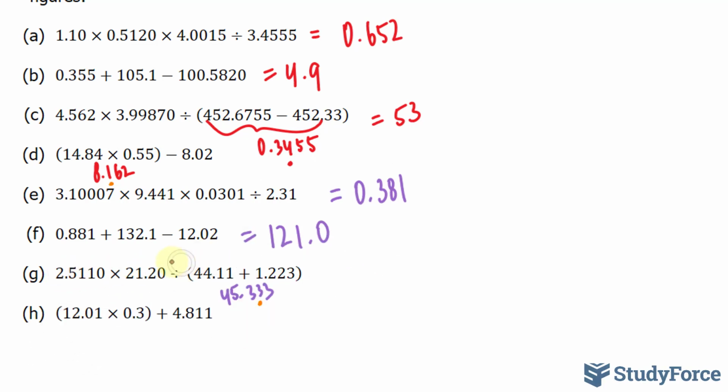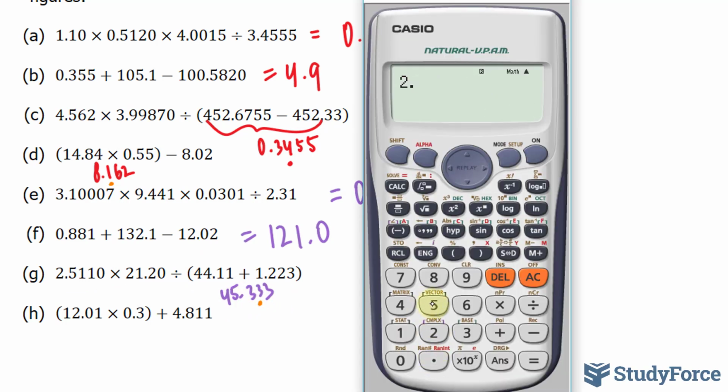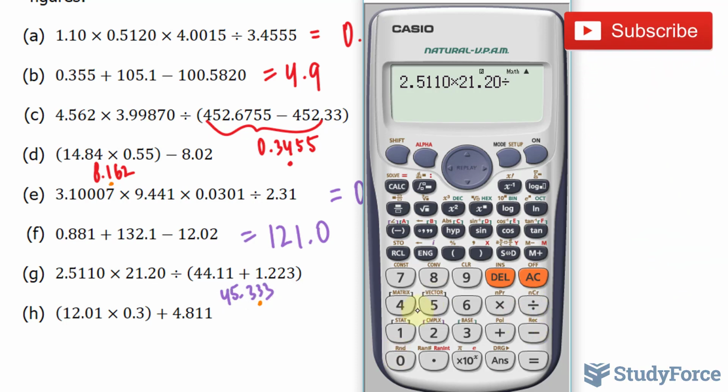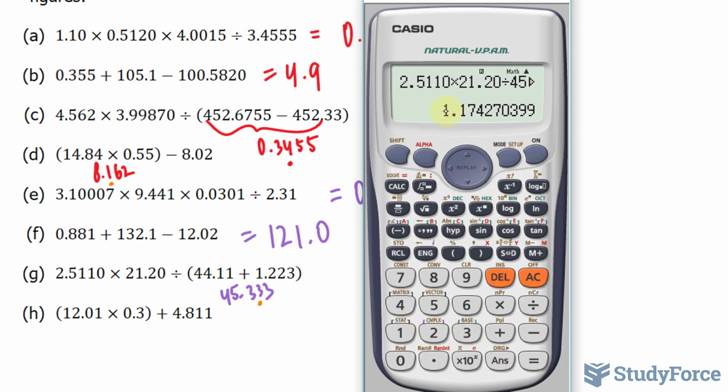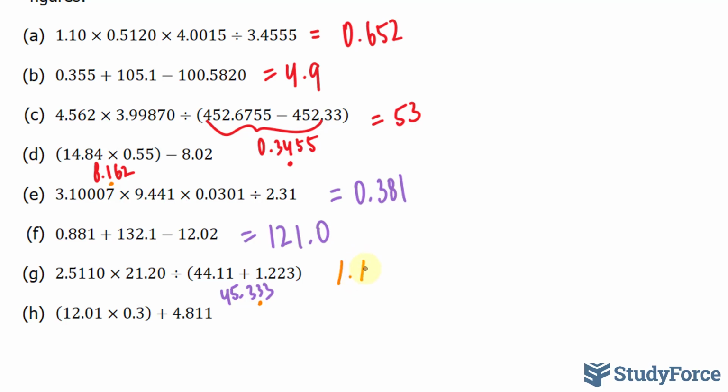Now I'm going to multiply these two and divide by this whole number at the same time. 2.5110 times 1.20. Keep in mind that your final answer should have 4 significant figures because this has 5, this has 4, and this has 4 even though 5 numbers have been written. So divided by 45.333 gives us 1.1742. This 2 is insignificant. 1, 2, 3, 4. These 4 numbers are important. So our final answer is 1.174.